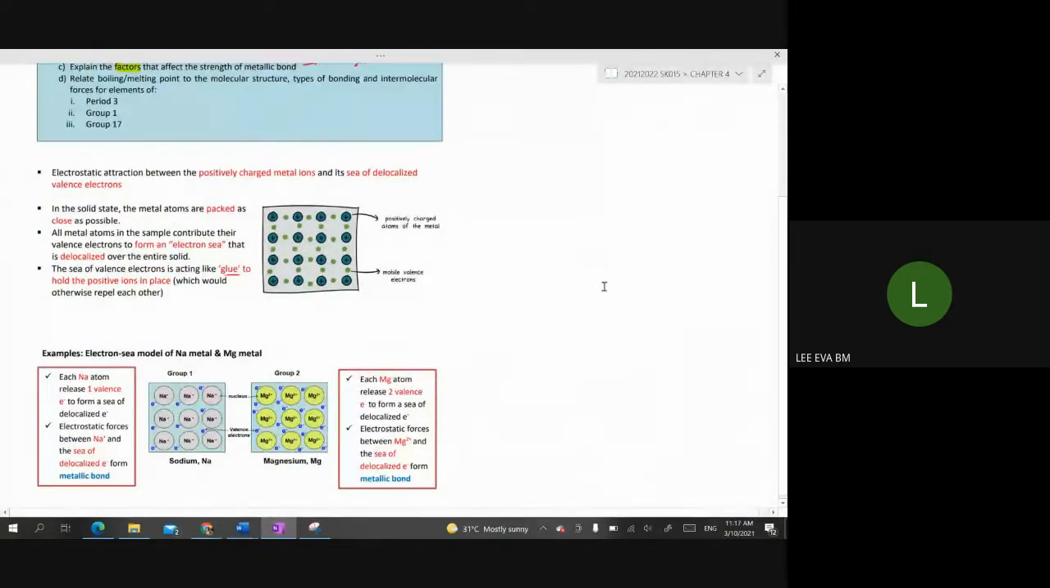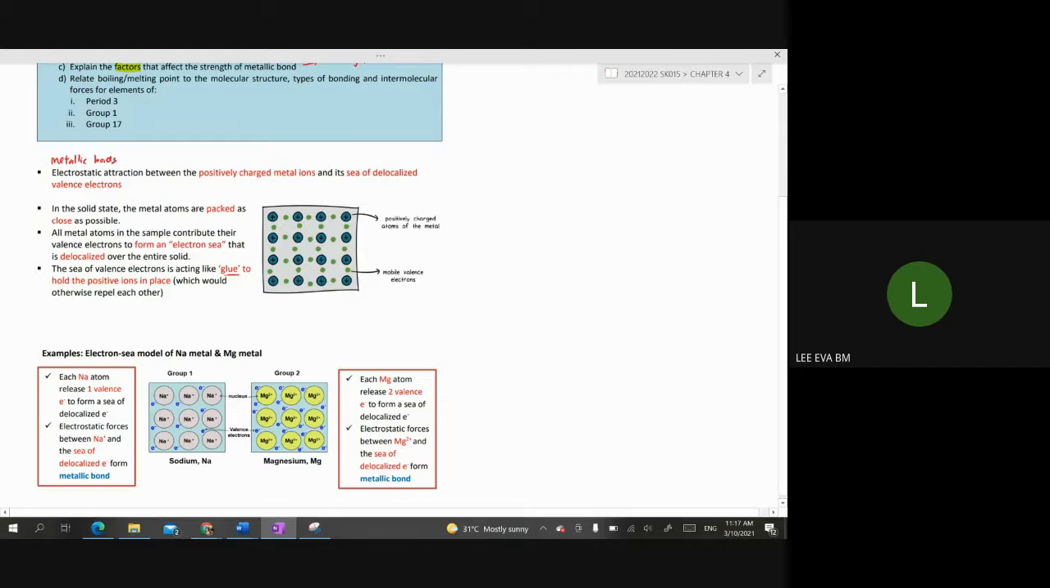So metallic bond over here refers to the electrostatic attraction between the positively charged metal ion and the sea of delocalized valence electrons. So instead of looking at only one metal and one ion, we are looking at it as a whole thing. Okay, we are looking at the individual metal atom, metal ion, and the sea of delocalized electrons. So this one is the definition of your metallic bond.